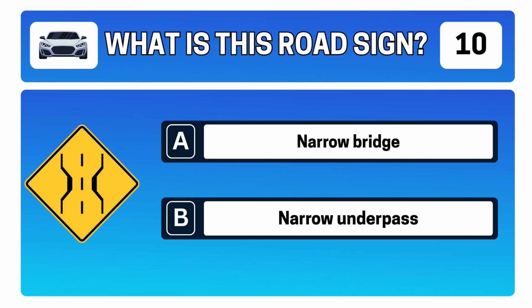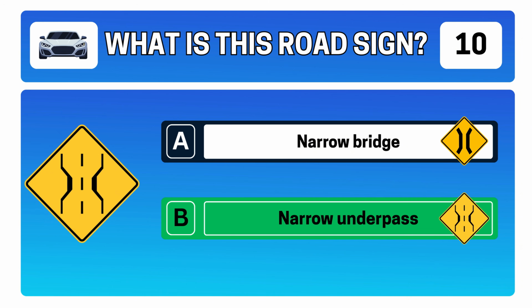What is this road sign? A. Narrow bridge. B. Narrow underpass. Exactly. It is the narrow underpass sign.